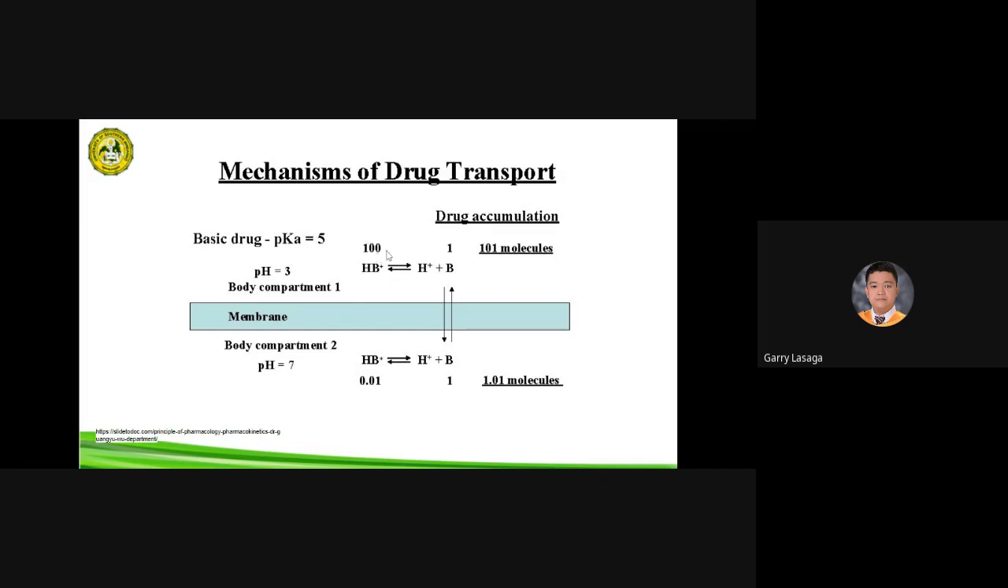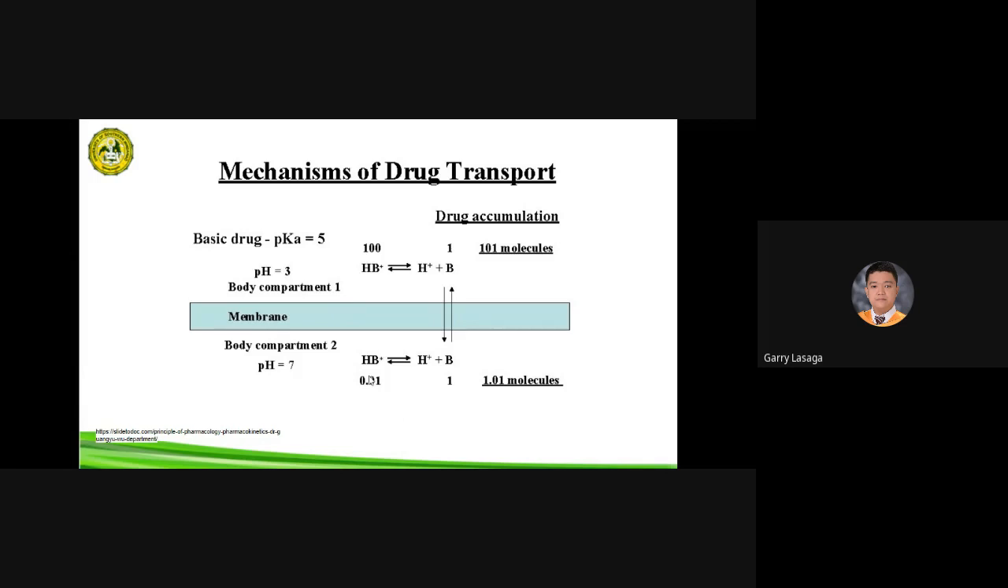So mas madami yung ating ionized. So pag mas madami yung ionized, this portion here will not be absorbed. So ito lang yung magpa-pass through, no, sa membrane. Ito lang yung unionized. Dito naman sa basic environment, what will happen is the unionized form of the drug will predominate compared to its ionized form.